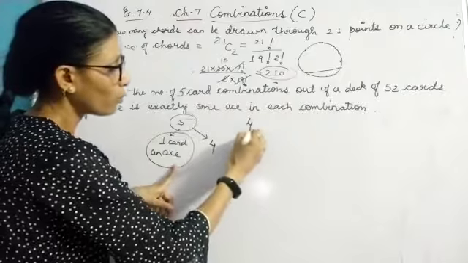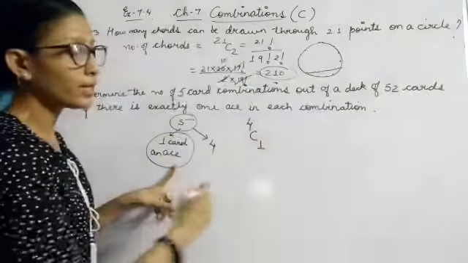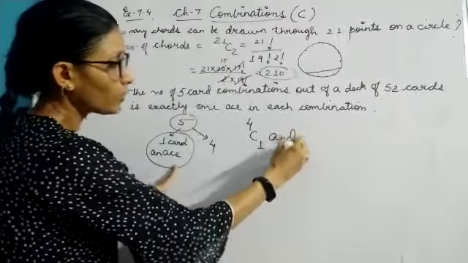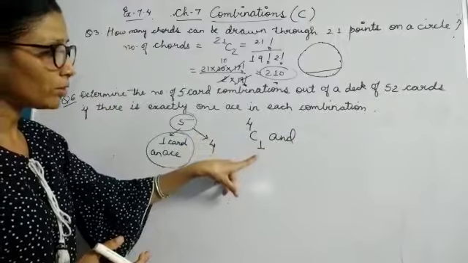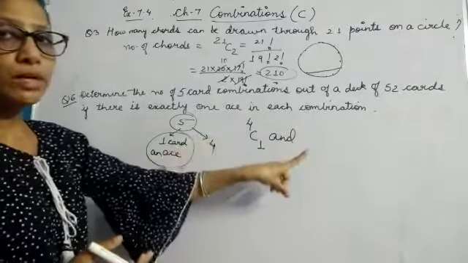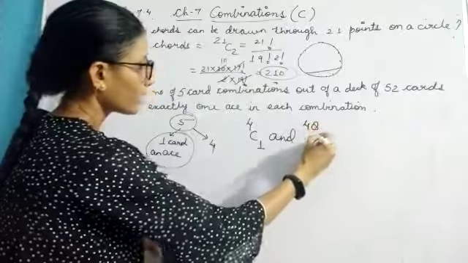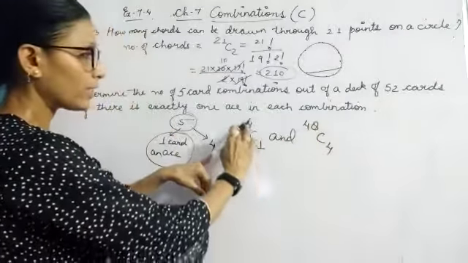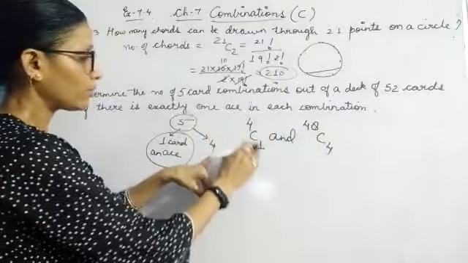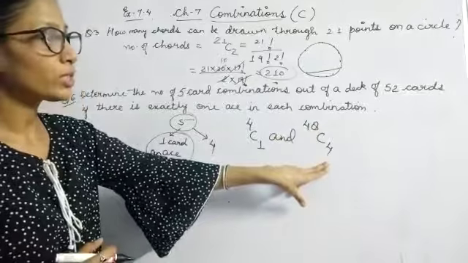So out of 4 ace cards, you want to select one, and how many are left now? 4 cards are ace cards, and out of 4 I will be selecting one. Now I am left with just 48 cards, and out of those 48 cards I will be selecting 4 cards. One already I have selected as an ace. Now out of 48, 4 cards are to be selected.